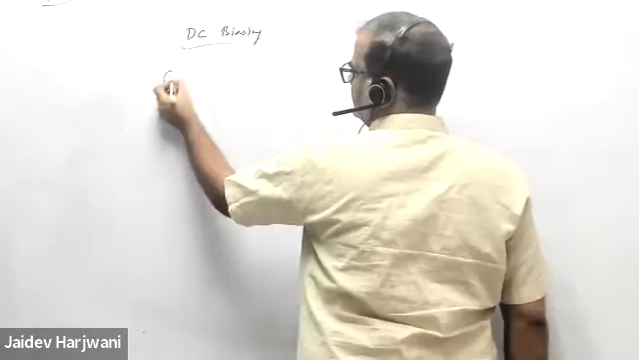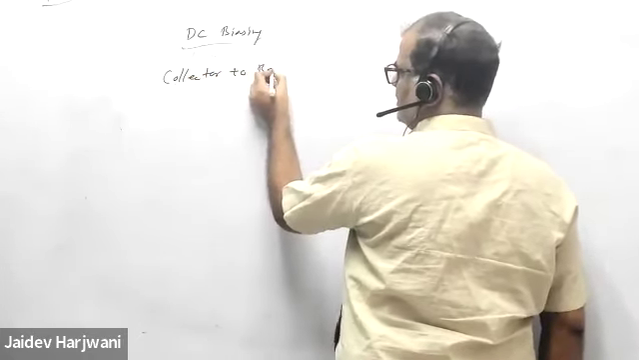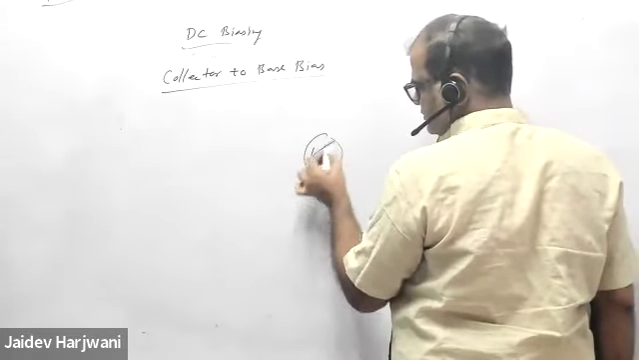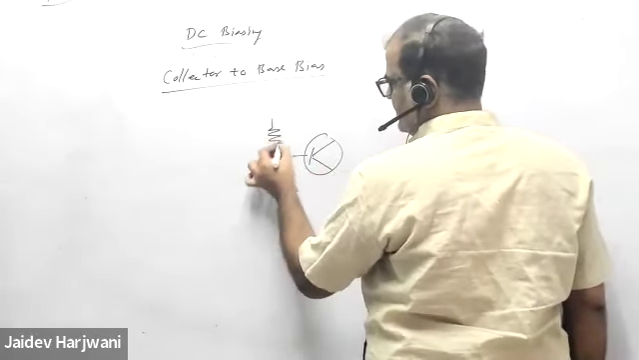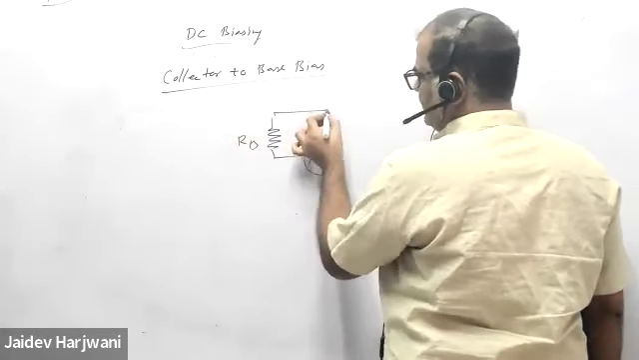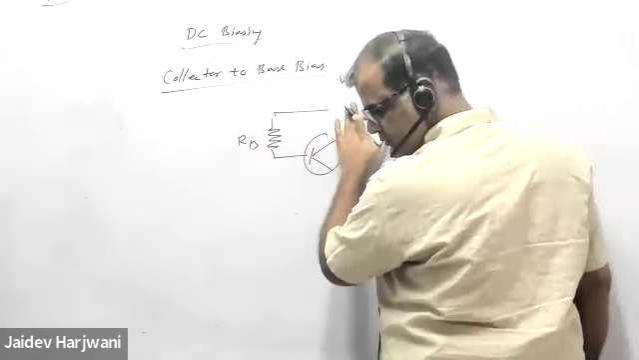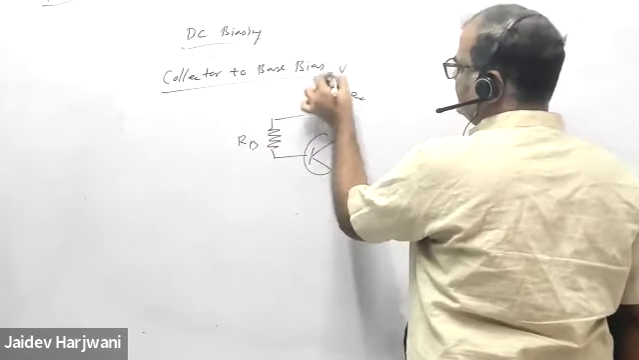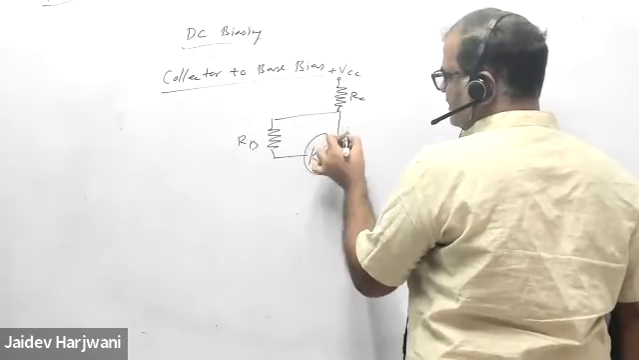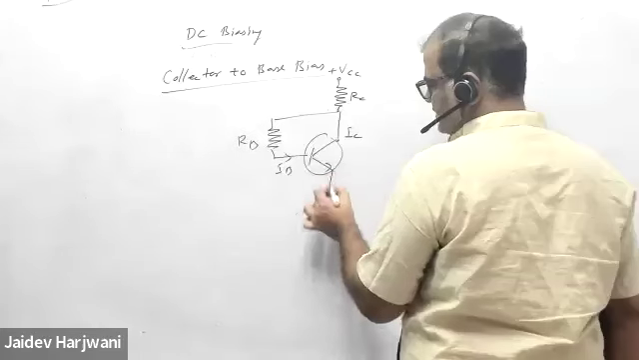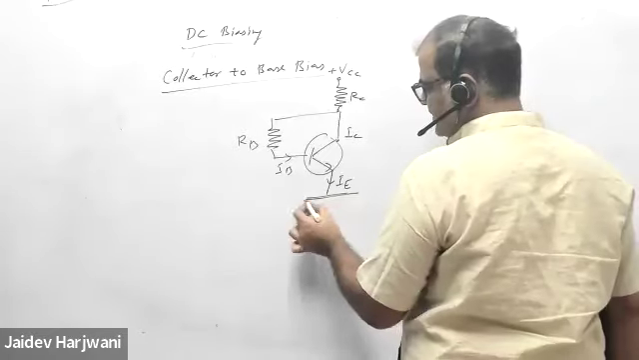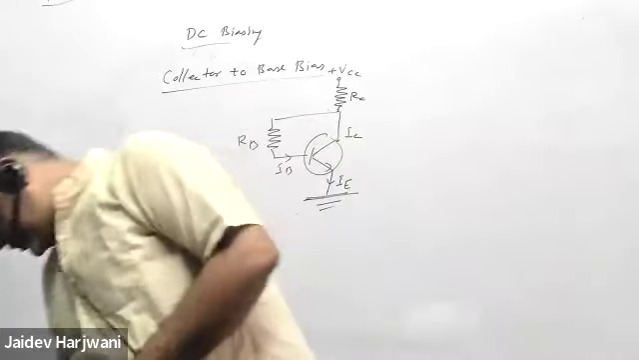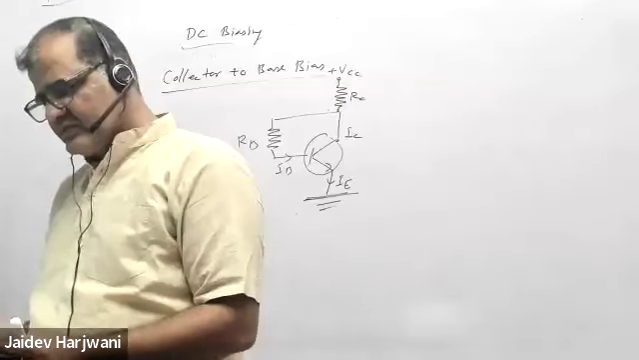So next is your collector to base bias. Collector to base bias means like this. You're applying RB, RB is the same, but now this is my VCC. Now the collector resistance is here. From the collector resistance RC, you have VCC. Now IC goes here, this is your IB, and this is your IE. This is my circuit: VCC, RC, IC, IE, IB, RB. This is collector to base bias. Now we have to discuss this one.